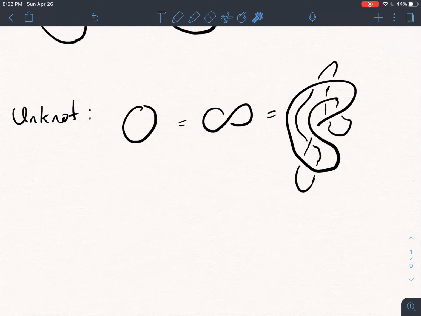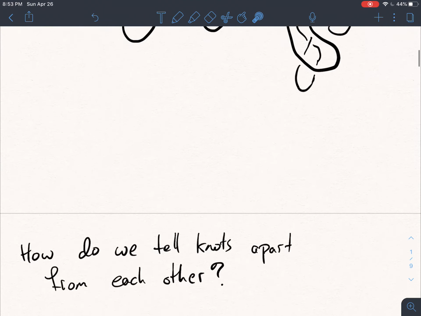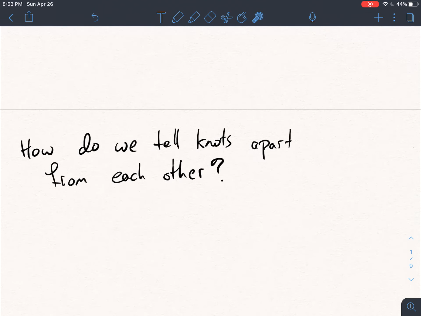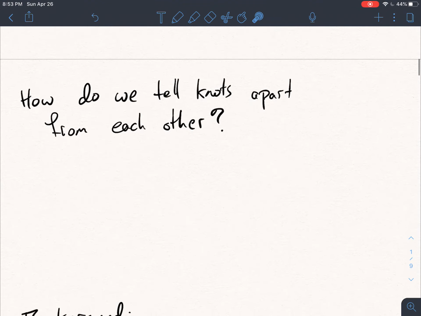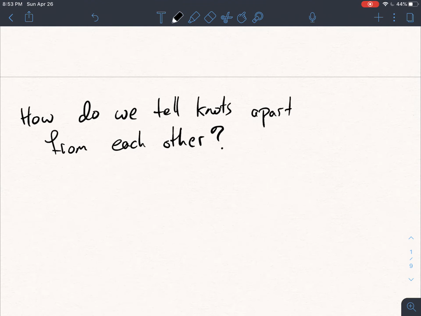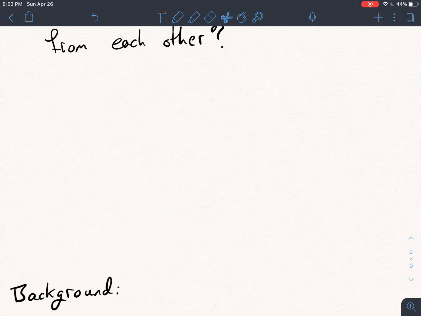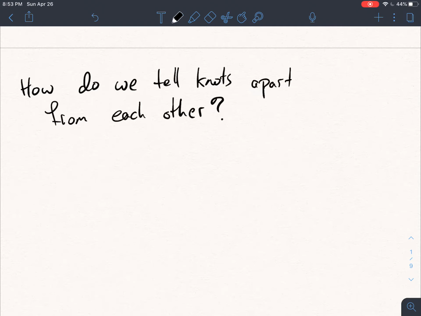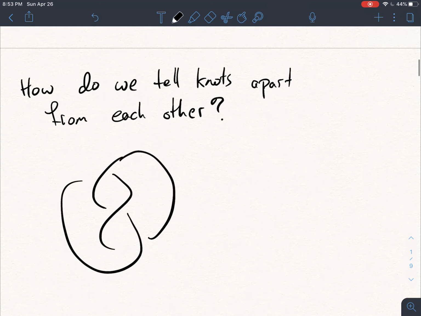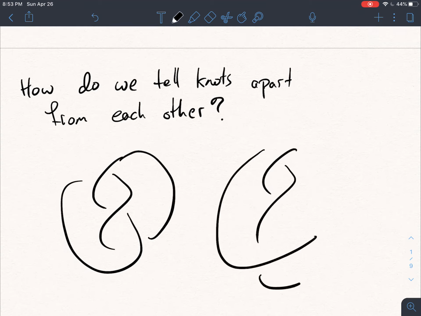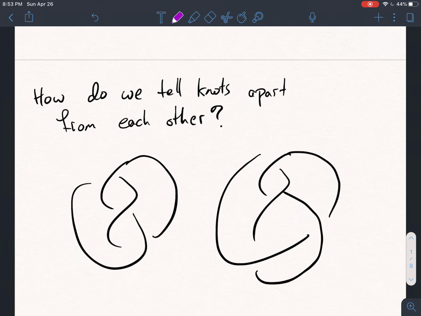And so it is useful to be able to differentiate knots from each other. Already you can see that it's kind of hard to say when 2 pictures of a knot, 2 diagrams of a knot, represent the same knot. But the harder question is, how do we tell knots apart from each other? So the idea is to, let me draw some knots.